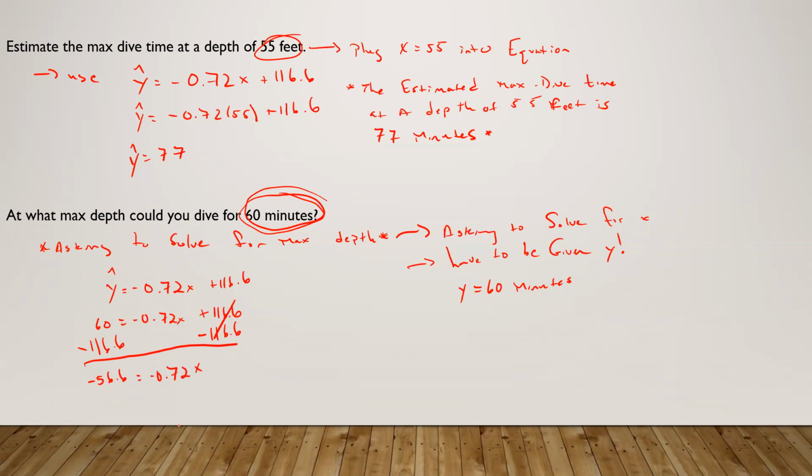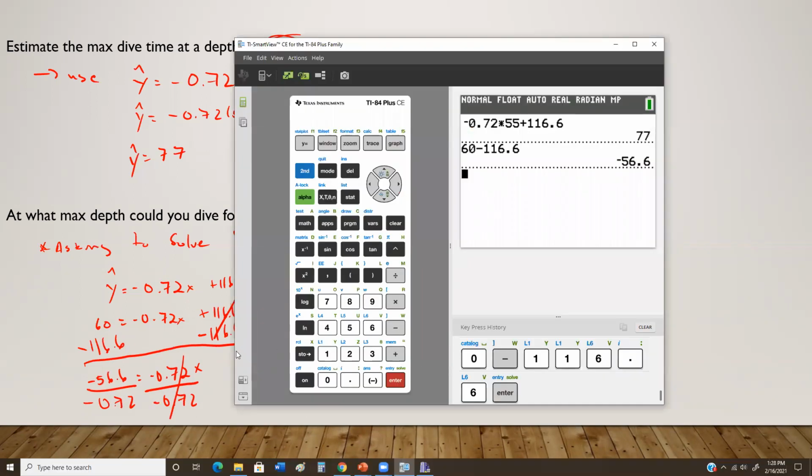All right, and then what are you going to divide both sides by here? Negative 0.72. Yep, and a negative divided by a negative becomes a? Positive. Yes, these guys are gone. So let's see, I'm going to divide by negative 0.72. And yep, Melissa has it there, 78.6.